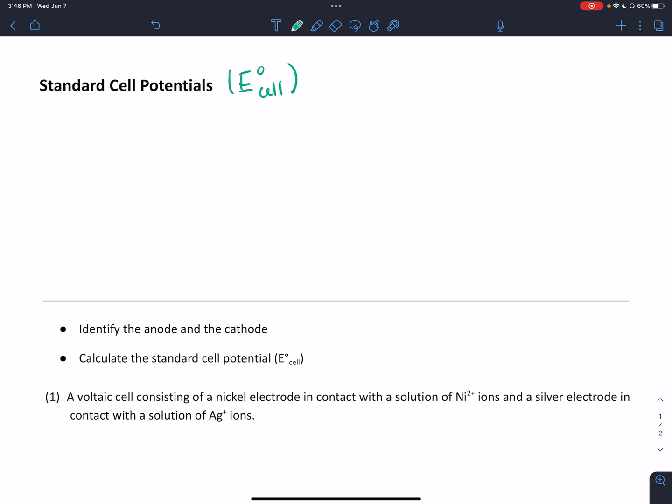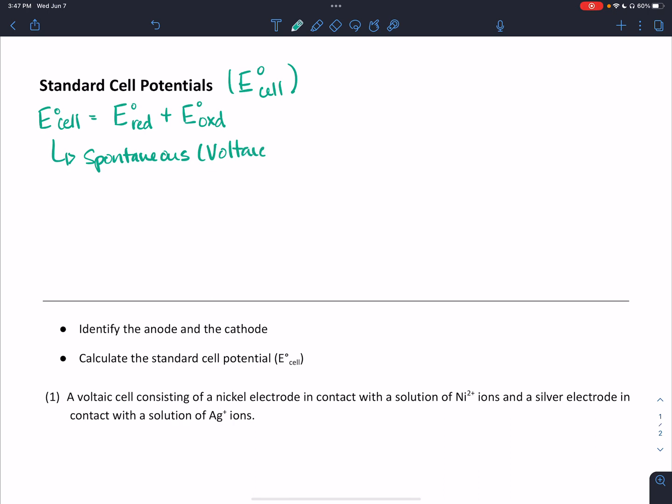Generally speaking, when I want to calculate the cell potential, I need to look at the sum of the potential of the reduction reaction plus the potential of the oxidation reaction. I need to add those two together and see what that cell potential is. If your cell is spontaneous, in other words, a voltaic cell, then this value should be positive.